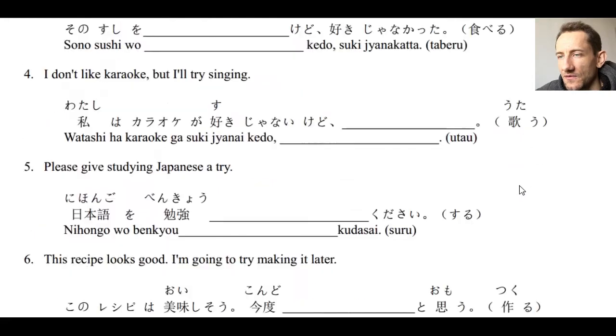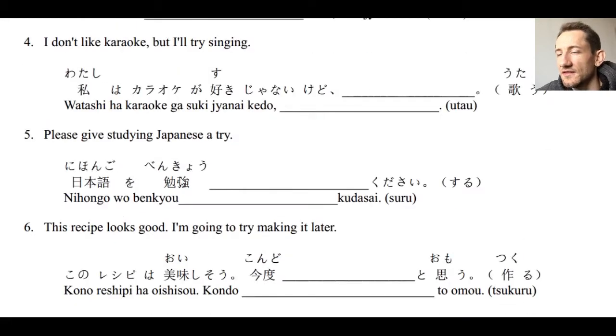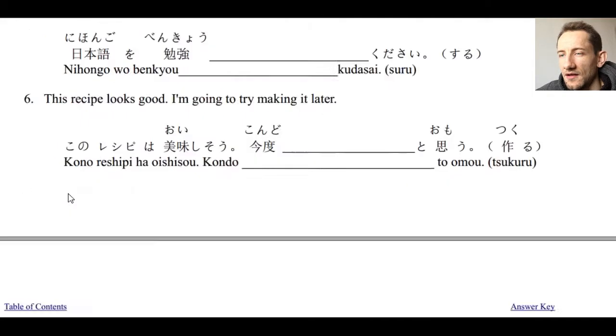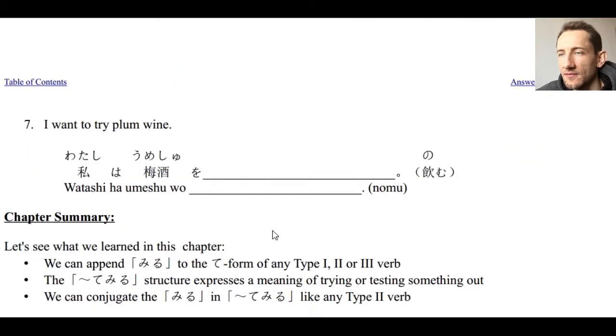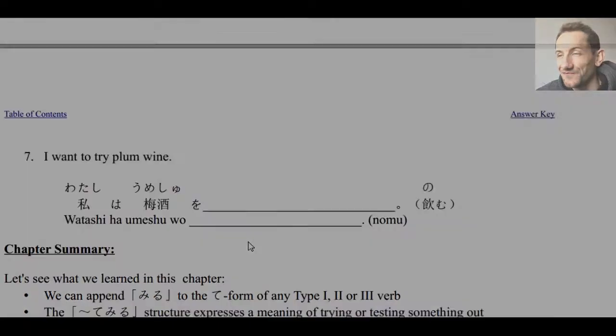And then we have 4, 5, and 6. Fill in the blanks. Answer these. And let's see, we've got one more at the bottom, number 7, the last one. Fill in the blank and answer this one. All right, so now let's check.